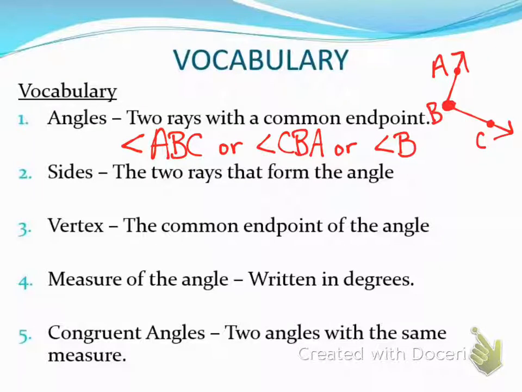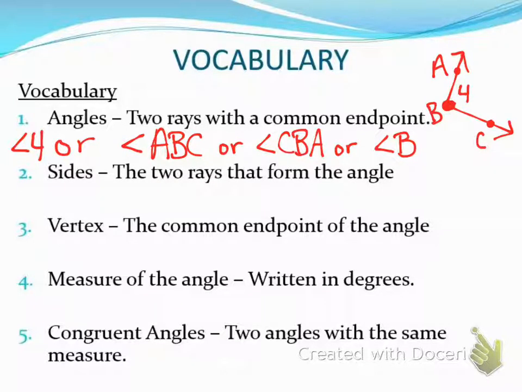The last way you'll see angles named would be if we put a number inside of it, like a 4. Then it could also be referred to as angle 4. Any of those ways works. Keep in mind 4 is not a degree measure, it's just a number that we're giving to name that angle. Lots of ways to name angles.